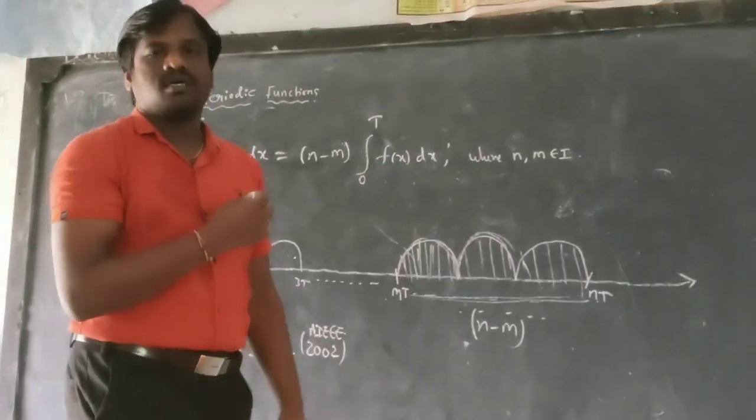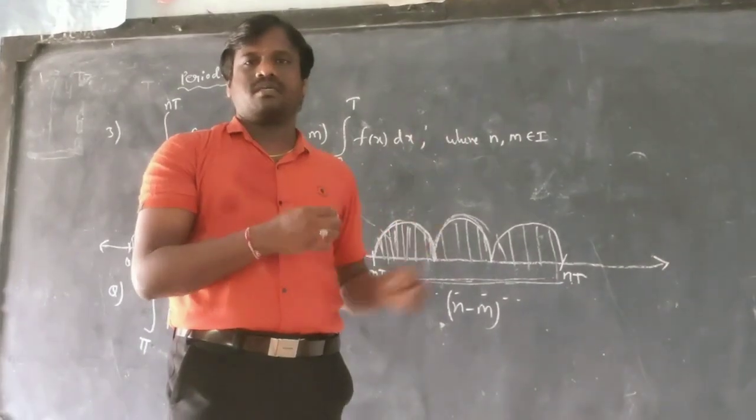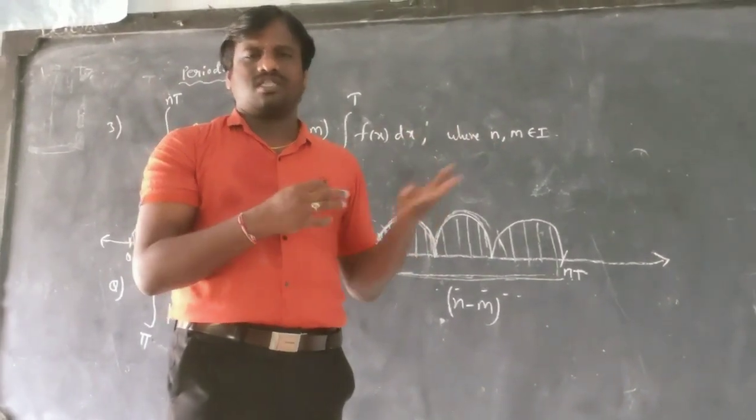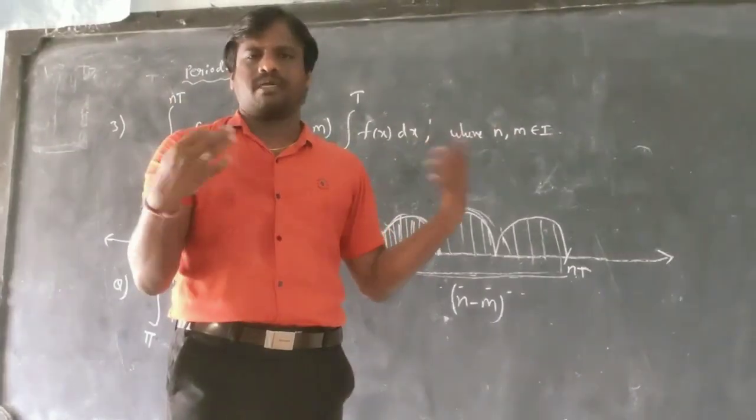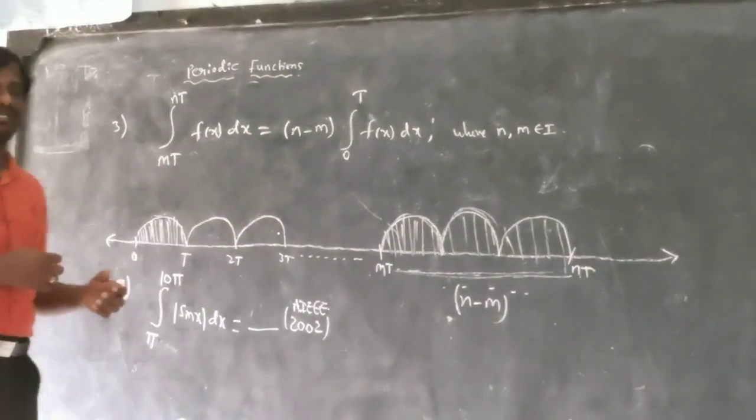Students, let us see the periodic third property. This is the third and last property. We'll do more problems based on these three properties, and more problems from previous year questions. But first, let us see what the third property says.